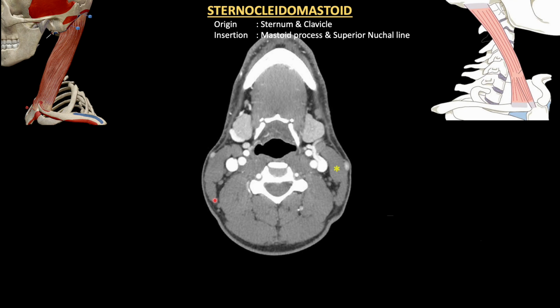It's also important because the posterior border forms the posterior limit of your level 2, 3, and 4. Behind that is your level 5. We'll discuss this in more detail when we discuss nodal levels. So this is very important. Even for level 3 and level 4, the anterior border is also limited by the anterior border of the sternocleidomastoid. So it is very important to identify this.